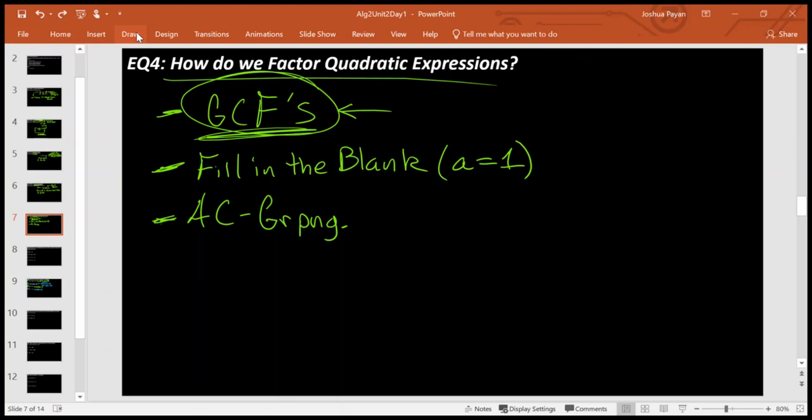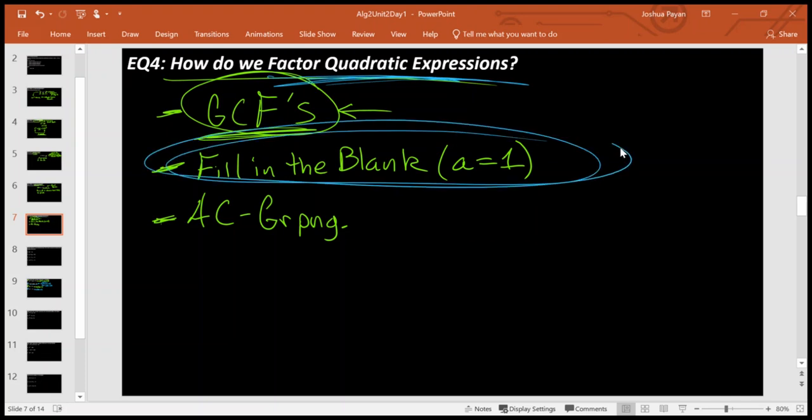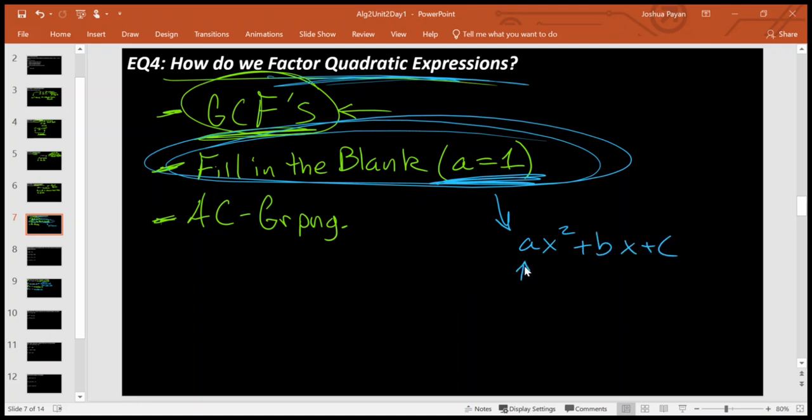So this video is going to cover the second method of factoring quadratic expressions, namely filling in the blank. We can use it whenever a is equal to 1, when I mean a in standard form, so ax squared plus bx plus c. If this number right here, a, is equal to 1, then we can use the fill in the blank method to factor the quadratic expression.